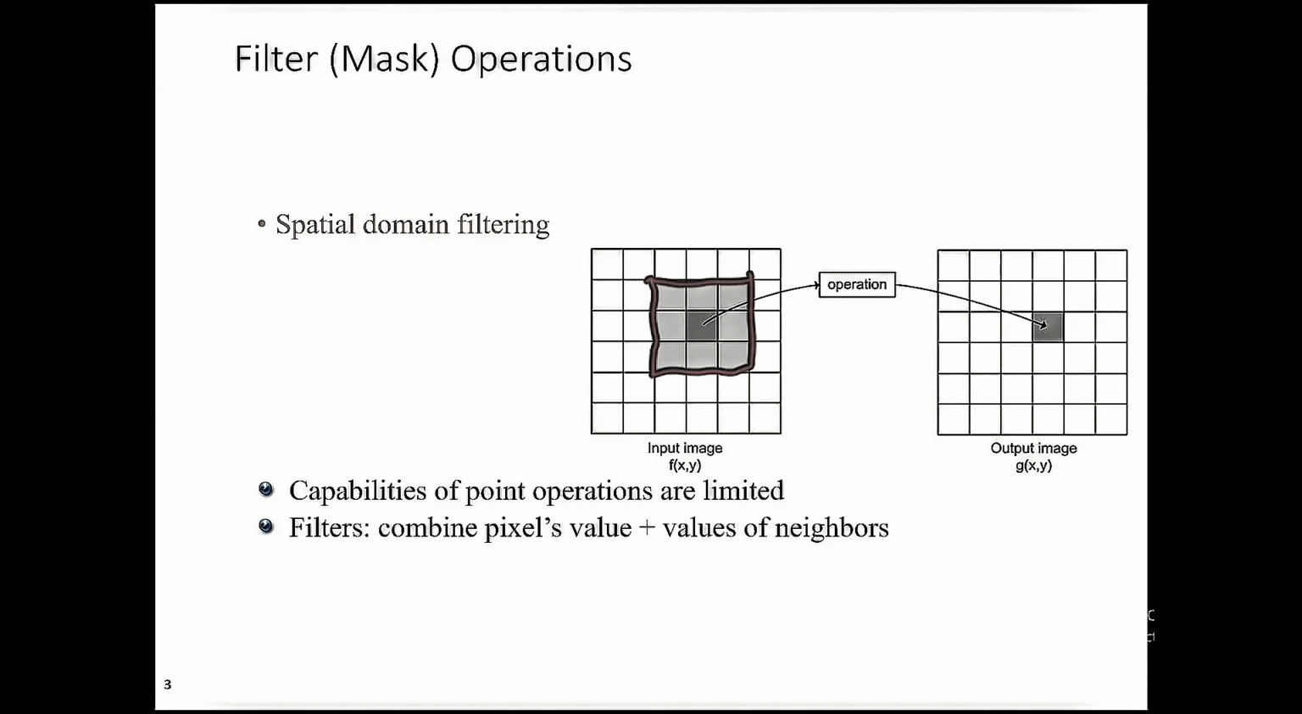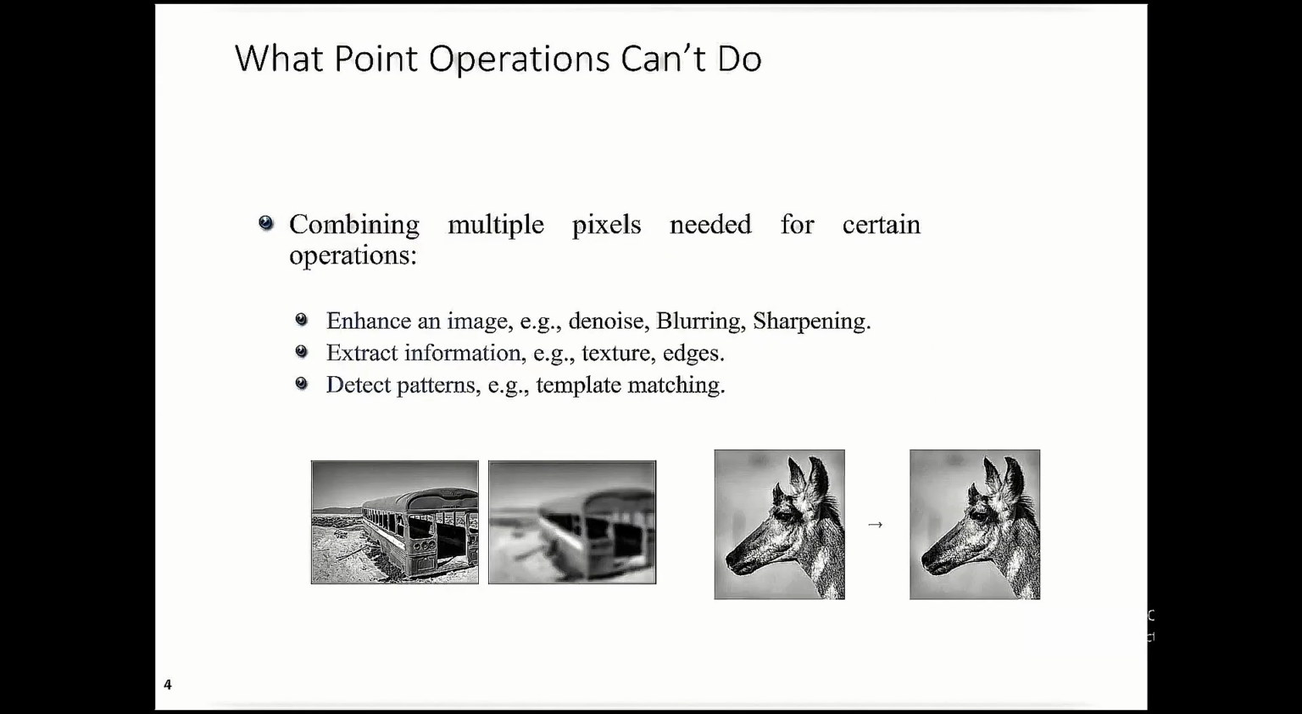Okay, and this is what filtering is, basically how to do this. So what can point operations not do? They do not combine multiple pixels. They enhance the image, but they cannot extract information or detect patterns. This is one of their limitations.